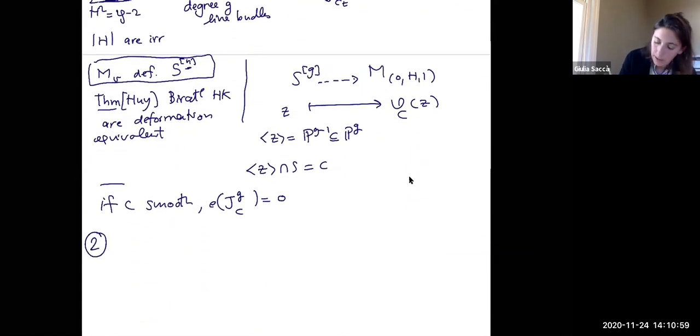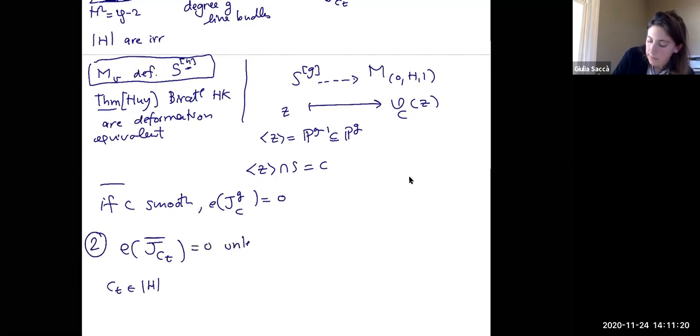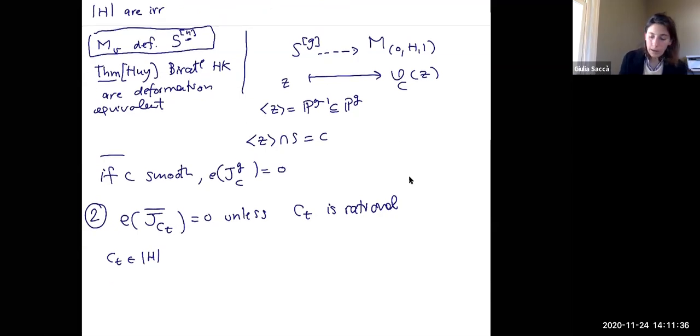Step number two is to notice that the Euler number of the fiber over a curve C_t in the linear system, so the compactified Jacobian of this curve, is zero unless the curve C_t is rational, meaning the normalization is a smooth rational curve. Okay, so that's the first thing to prove.